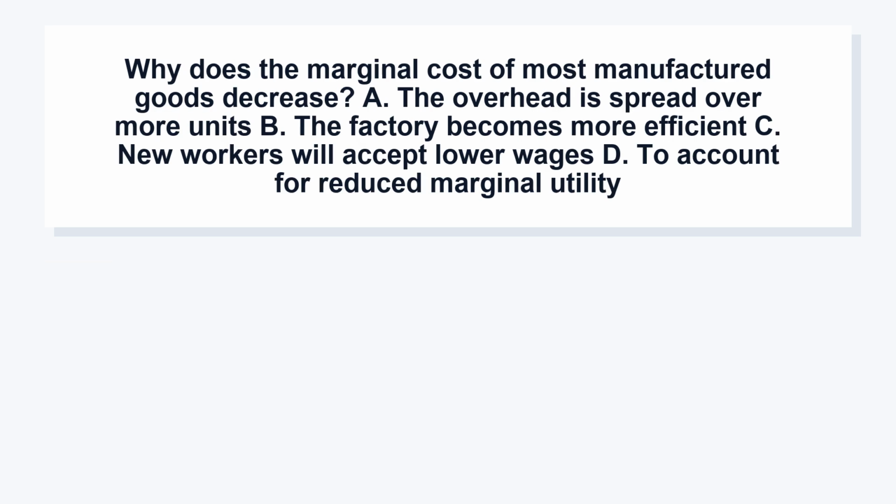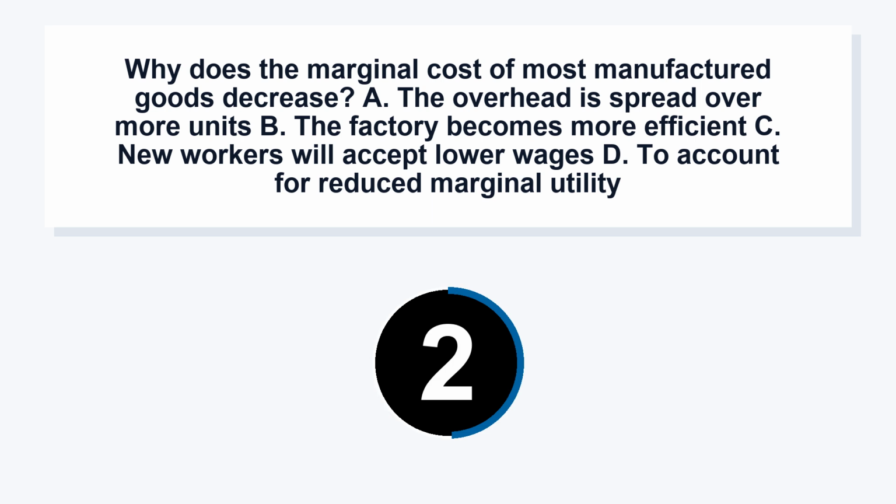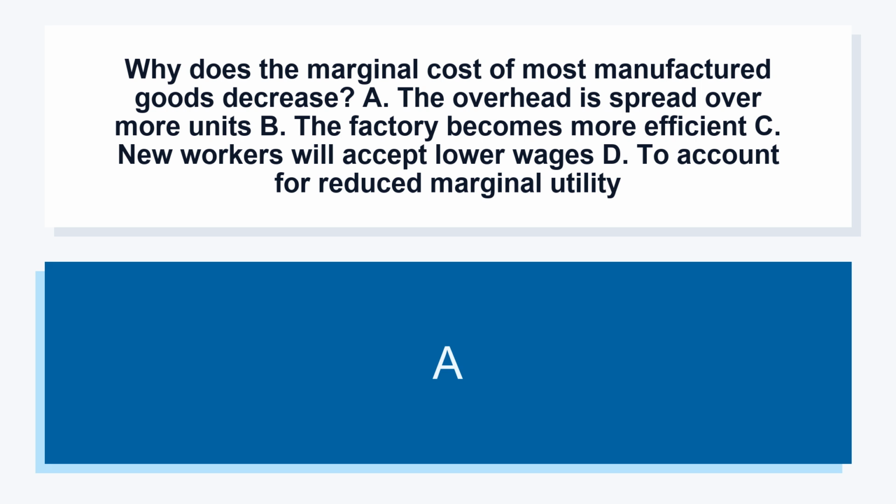Why does the marginal cost of most manufactured goods decrease? A. The overhead is spread over more units. B. The factory becomes more efficient. C. New workers will accept lower wages. D. To account for reduced marginal utility. A.